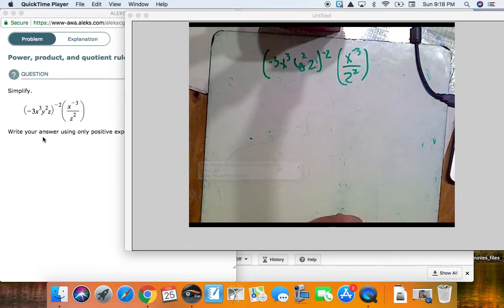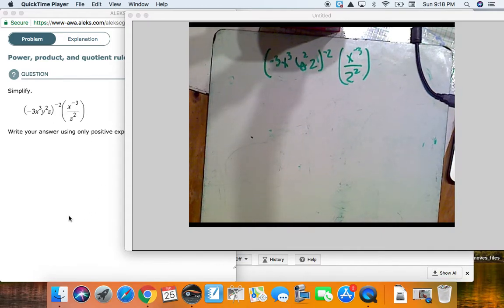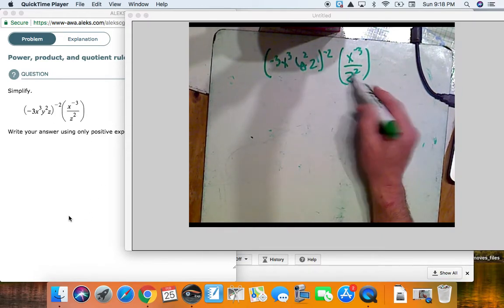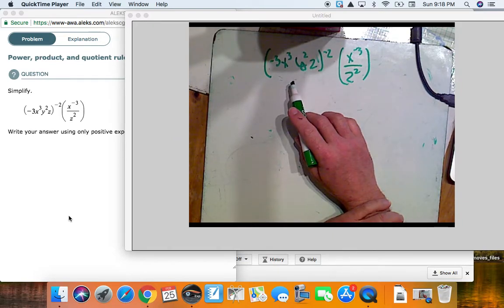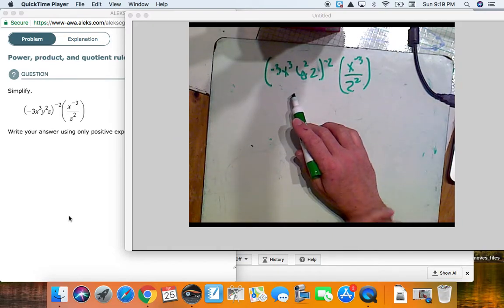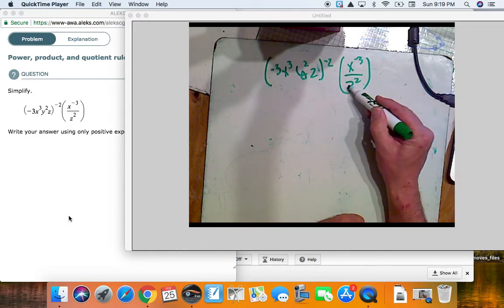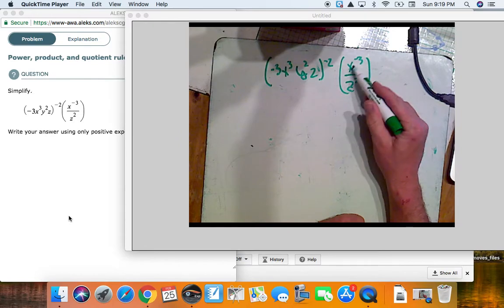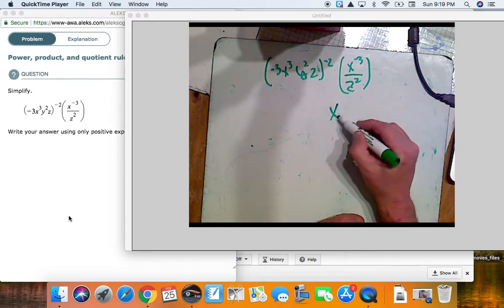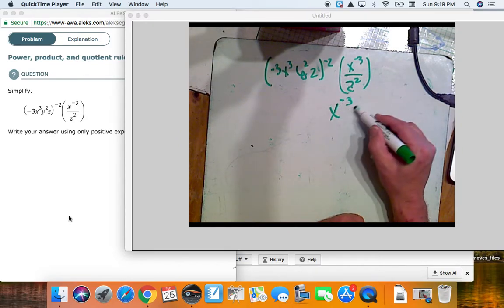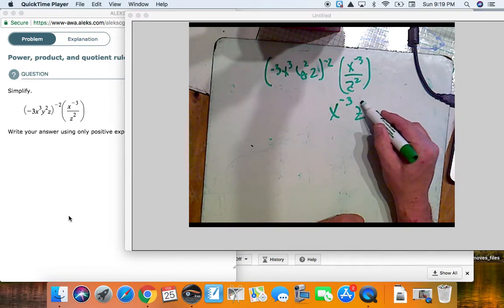Let's take a look at this problem over here, because it has pretty much all the properties of exponents involved in it. So let's go ahead and start with this guy. This is a z squared, right? And so I'm going to rewrite everything on the top line. So no variables in the denominator.